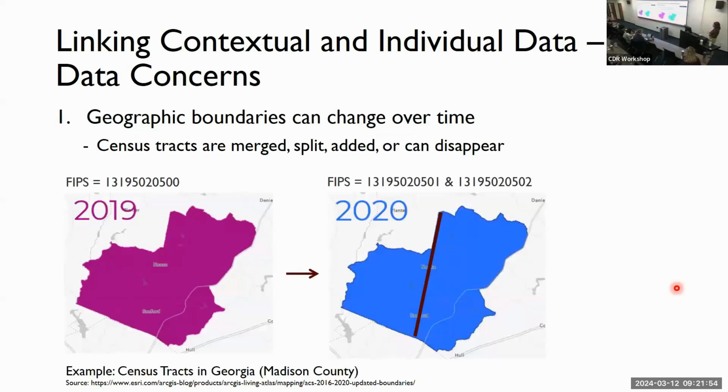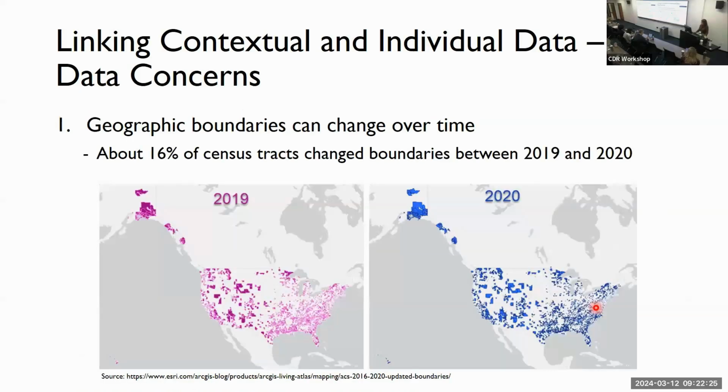So in terms of census tracts, this happens actually quite frequently over the years, census tract boundaries changing. So here's an example of a census tract in Madison County, Georgia, where in 2019, you can see we have a 020-500 census tract, but then by 2020, that census tract is split into a 01 and a 02 census tract. And this is happening pretty frequently and pretty widespread across the US. So between 2019 and 2020, you see about 16% of census tracts changing their boundaries in some way.